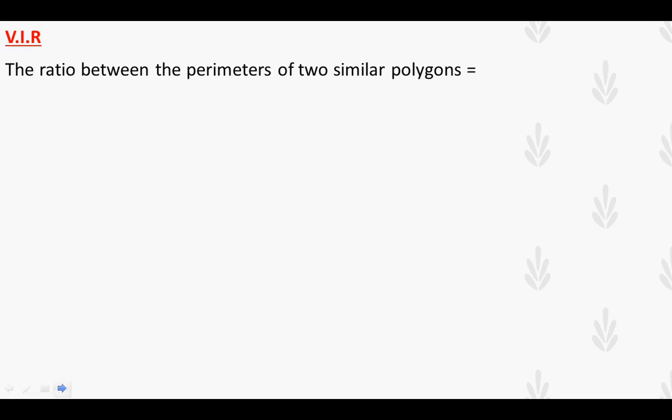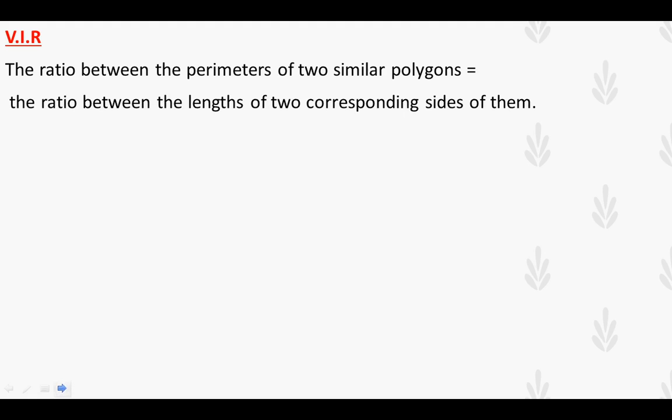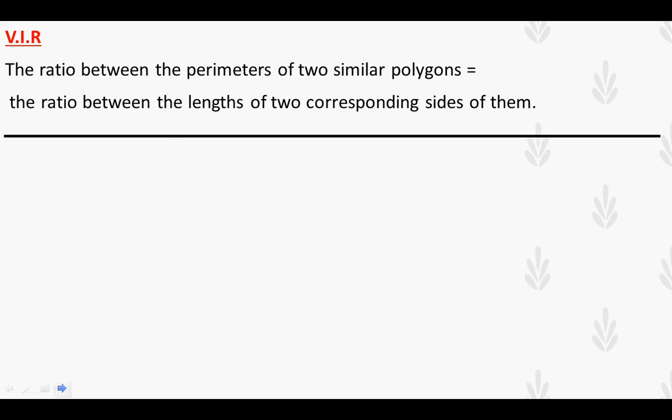Another example, very important remark. The ratio between the perimeters of two similar polygons equals the ratio between the lengths of two corresponding sides of them. So to find the ratio between the perimeters of two similar polygons, it is the same as the ratio between any two corresponding sides of two similar polygons.